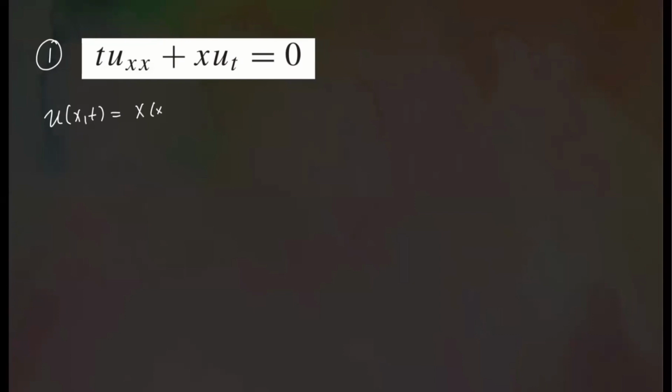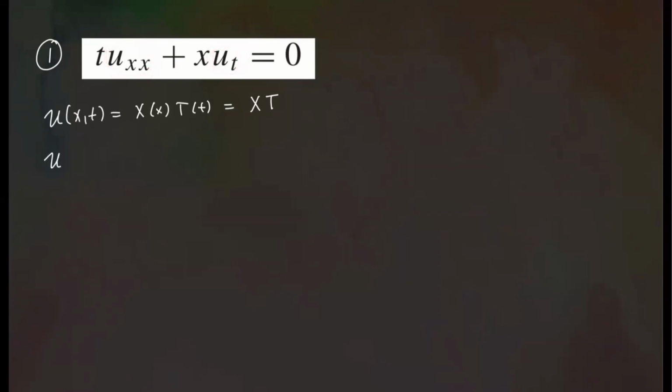So X of x, T of t. So X is a function of x, T is a function of t. Now for simplicity, we'll just write this as big X times big T. And we'll keep in mind that the big X is a function of x and T is a function of t. Now we need to compute their partial derivatives. So we need this partial derivative and this partial derivative.